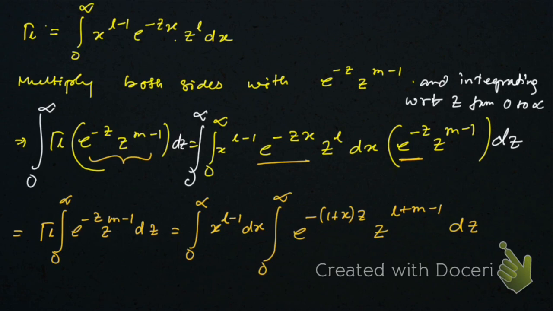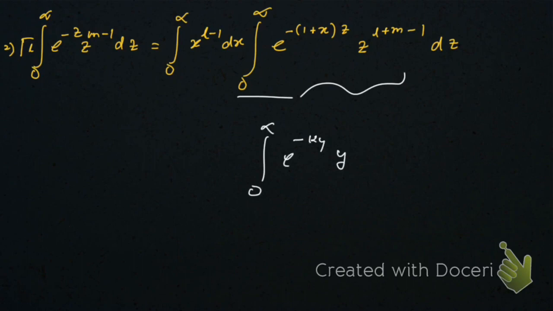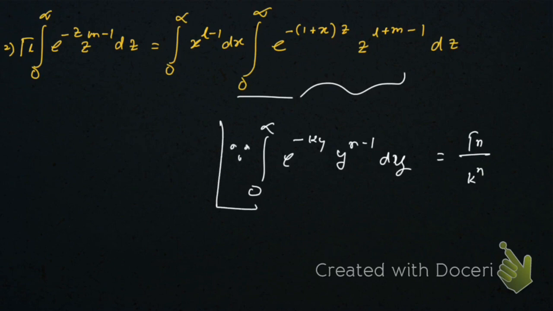Now here you can see, let me copy this result. So now this is the last step we have got. So here you can see in this part again we can apply this property that integral 0 to infinity e to the power minus ky, y to the power n minus 1 dy is equal to gamma n by k to the power n, right? So if you use this result, then what you will get.